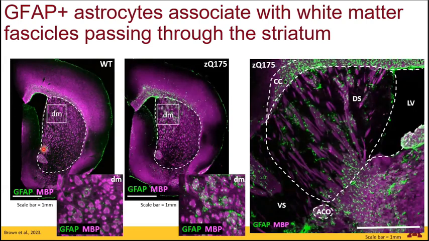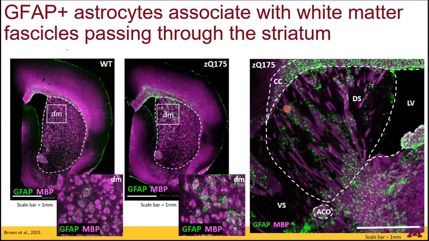Now I'll add those HD mice. So I added another coronal section here, but this is a sagittal section. And in the sagittal view, you can see those fascicles long ways. GFAP is shown in green, and hopefully you can appreciate that the GFAP positive astrocytes appear to be associated with white matter fascicles passing through the striatum.